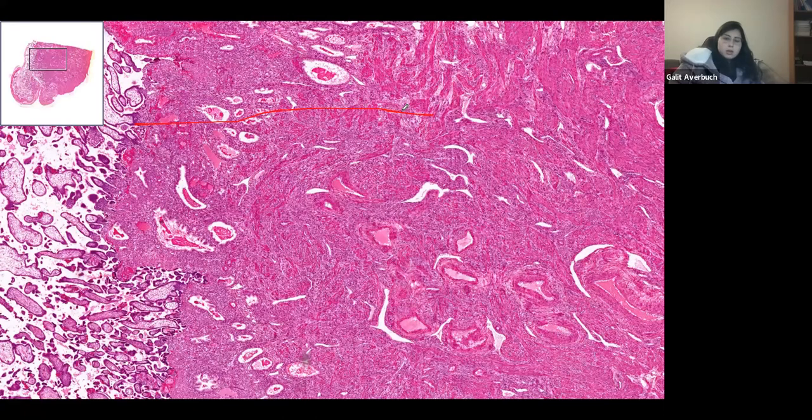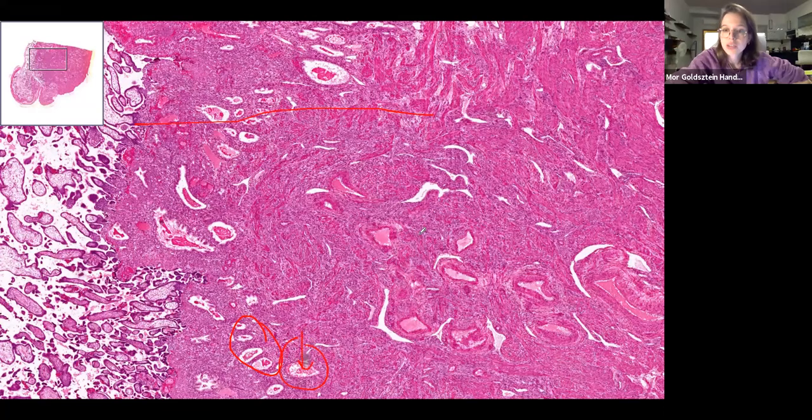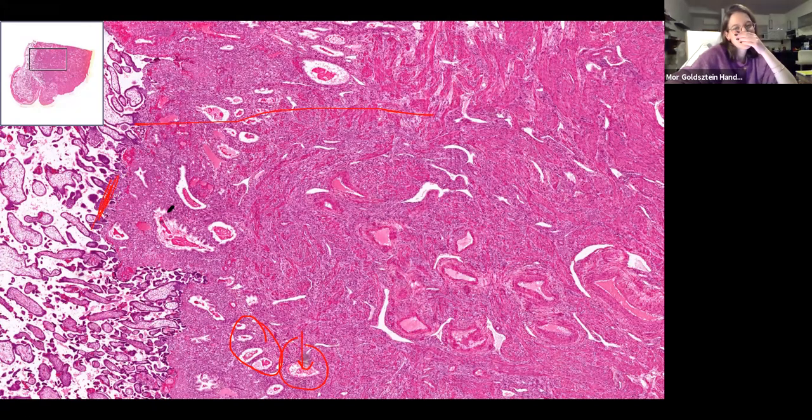The decidua basalis. This is decidua basalis, yes. Which structures are these? Like this one. This one, sorry. Tertiary villi. Could villi be in the basalis? Are they in the basalis? No. They're attaching to the basalis, but they're not in it.